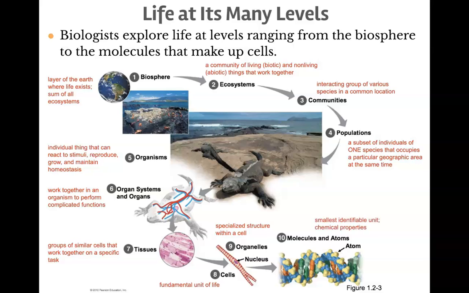Finally, molecules and atoms are the smallest identifiable unit. These give us the chemical properties in order to function. So here I'm actually showing you DNA, double helix, sugar phosphate backbone, those nitrogenous bases are going to help constitute life.